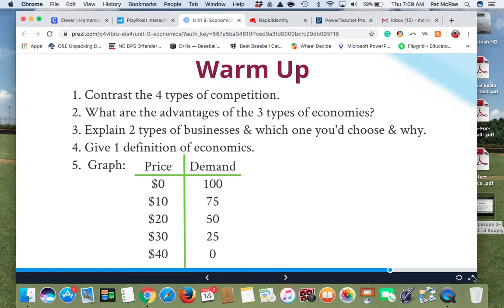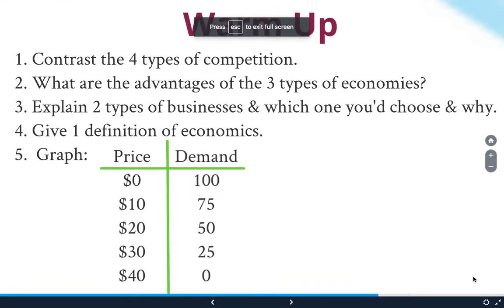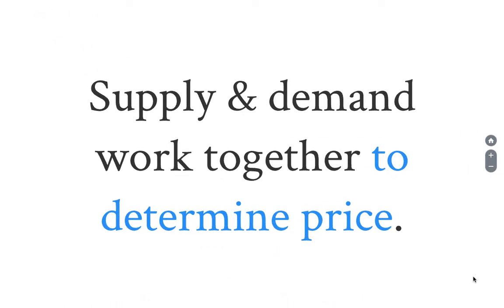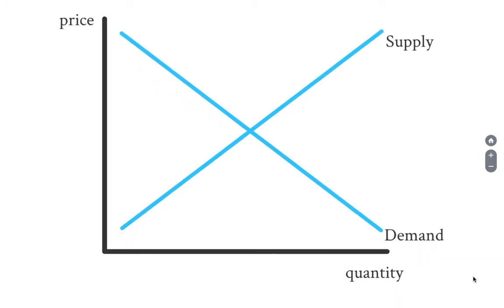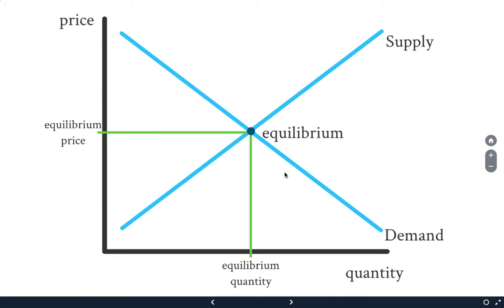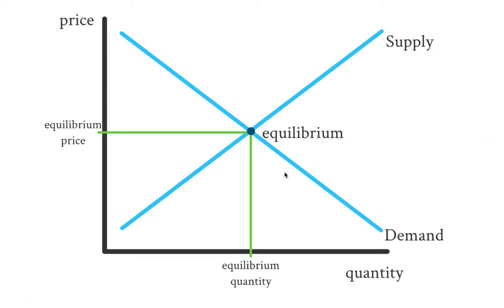Good morning, everybody. We are going to finish our microeconomics unit up today, and we are going to talk about equilibrium. So, equilibrium is when supply and demand work together to determine prices, and it's right here in the middle. If you were to graph it, it's right there where it meets. And so, essentially, equilibrium is the perfect amount of supply at the perfect price.